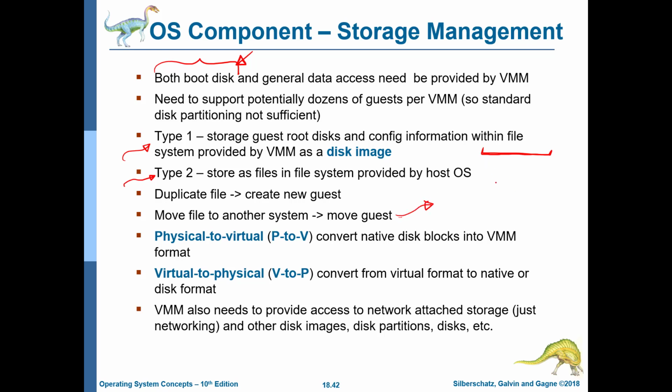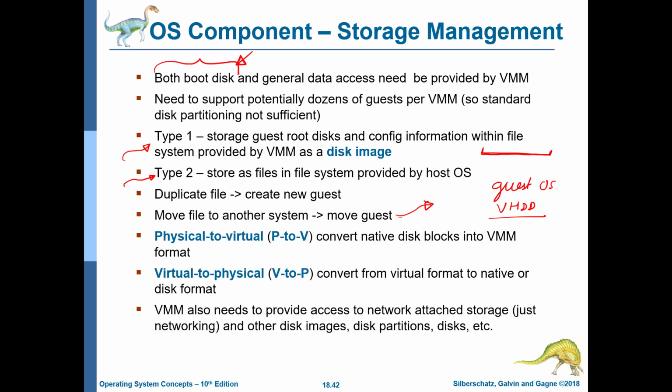And of course, what the guest OS is seeing is a virtual hard drive. Let's call it a VHDD, a virtual hard drive. And what we actually have is a real hard drive. So here again, similar to what we did in the case of memory, native disk blocks have to be converted to the VMM format, in the sense they need to be converted to actual disk blocks, at least in terms of addresses, and vice versa.